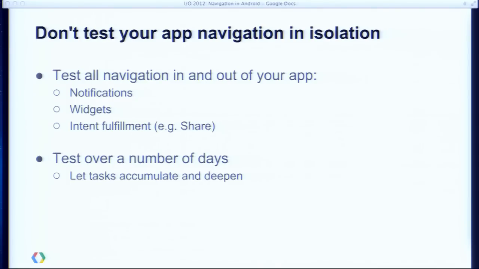The thing is that as soon as you have any sort of sophisticated navigation in your application, this doesn't actually exercise all of the different cases that users are going to run into. Make sure that you test all of the navigation in and out of your app. That's the notifications, widgets, and any sort of intent fulfillment that happens from other applications. If your application can act as a viewer for certain types of content, or if other applications can share to your app, make sure that you test all of those things too. And most importantly, go ahead and dogfood your own application too. Test it over a number of days. See how it interacts with other applications on the system, and make sure that it's behaving consistently with the other applications that people are going to be using day to day.